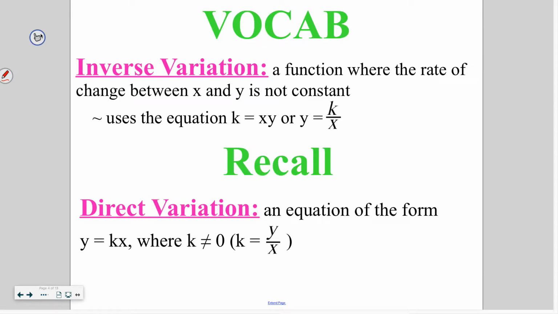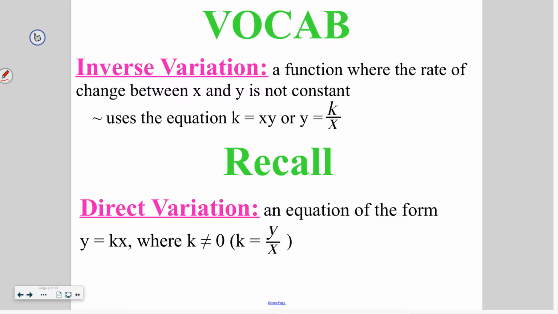To start, an inverse variation function is a function where the rate of change between x and y is not constant. What that means is this k value is multiplication instead of division. If you remember from direct variation in chapter 3, that is where that k value, that ratio, was a division of y over x. Now with inverse variation, it is a multiplication of x and y. If we were going to graph this function, we would need it in y equals format. So it's going to be y equals k over x, dividing both sides of the equation by x.